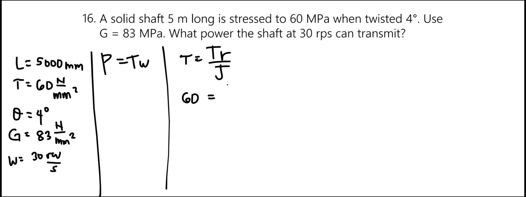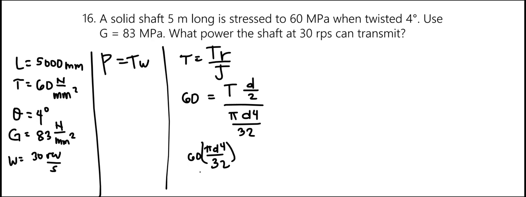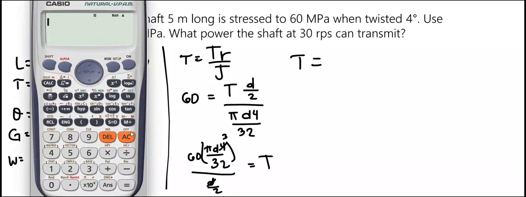So we have 60 equal to the torque T times the radius, that is diameter divided by 2, over the polar moment of inertia for a solid circular shaft, that is pi d raised to the 4th power over 32. Cross multiply, we get 60 times pi d raised to the 4th power over 32, divided by d over 2, that is equal to the torque. Simplifying, this diameter here will cancel. This will become d raised to the 3rd power, and let's use our calculator to simplify these expressions.